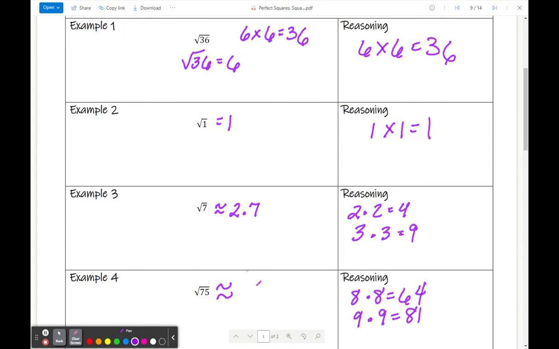Remember those little squiggly lines? The squiggly equal sign means to estimate. So I have to think, is 75 closer to 64 or 81? Yep, it's closer to 81. So it is going to be closer to 9, but it's not 9. It has to be 8 and something. From 64 to 81 is 17. From 75 to 81 is 6. So that's a little more than half. So somewhere around 8 and 6/10.